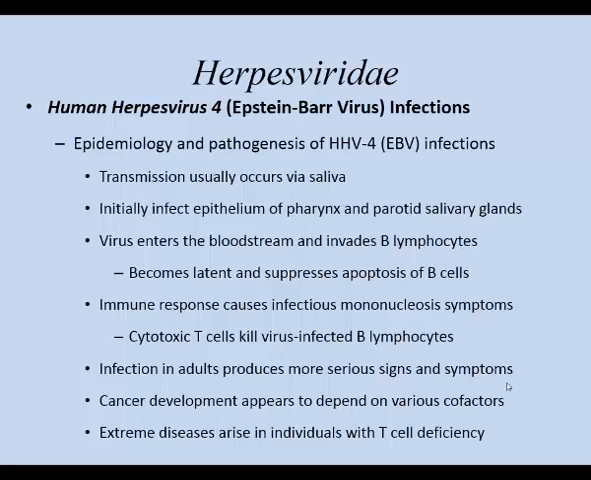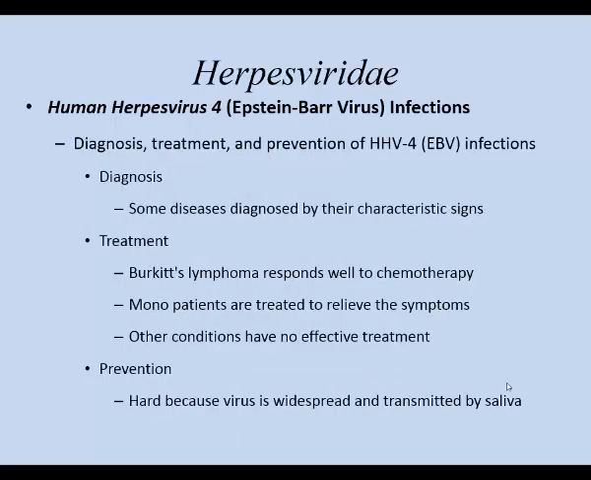And so you'll see cytotoxic T cells kill virus-infected B lymphocytes. This makes you really sick for a really long time, makes you very weak. So you'll see infection in adults producing much more serious symptoms. And then there are some occurrences where the Epstein-Barr virus can actually lead to cancer developing. It may turn on genes, from what I've been reading, that actually activate cancer, depending on various other things involved, which we're unsure of at the moment. Extreme cases arise in individuals when there's a T cell deficiency.